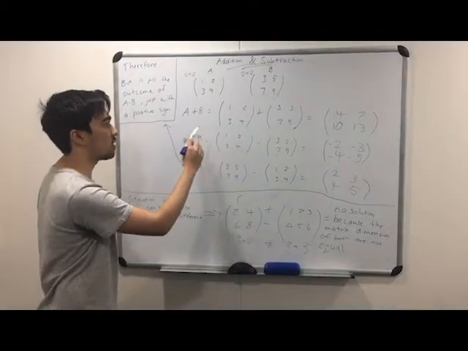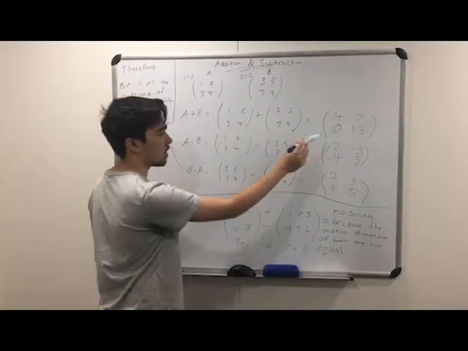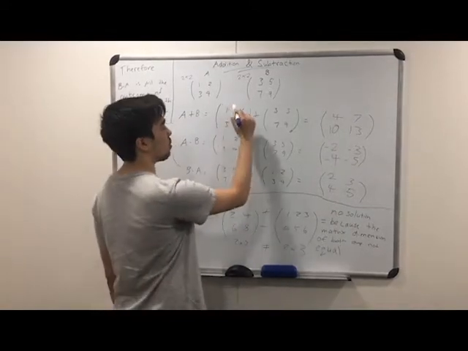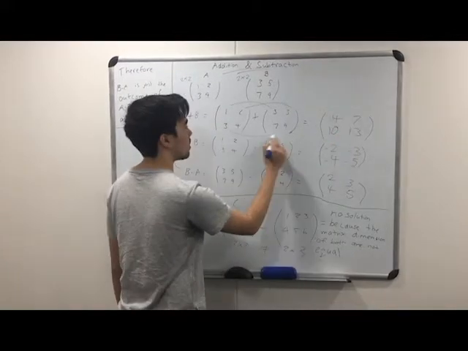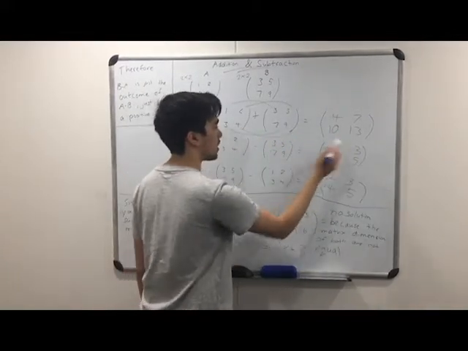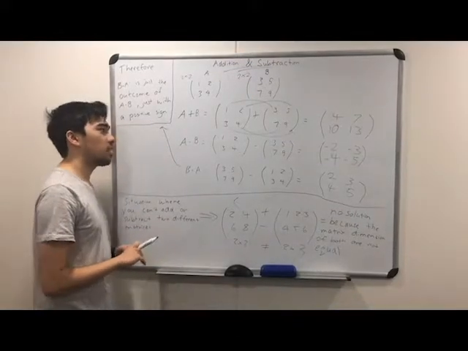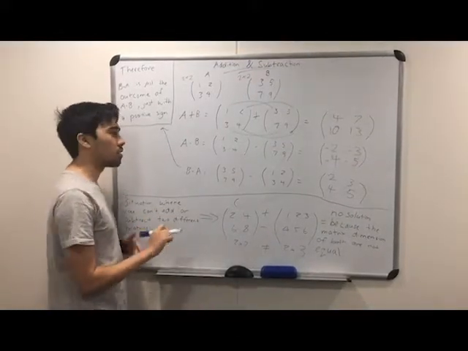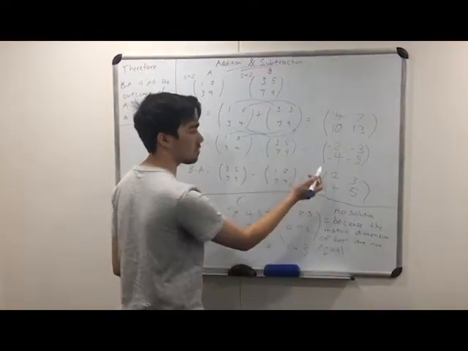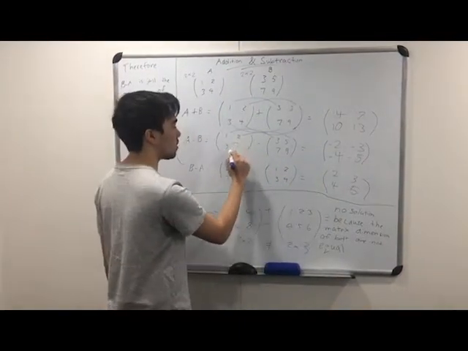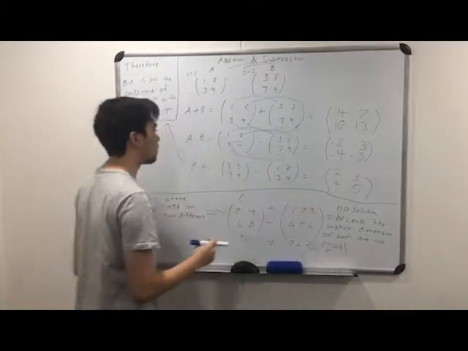Now to add these together, A plus B, we need to add the corresponding numbers together to get the final answer. So 1 plus 3 is 4, 2 plus 5 is 7, 3 plus 7 is 10, and 4 plus 9 is 13. Now to subtract A minus B, we use the same principle as before. So 1 minus 3 is negative 2, 2 minus 5 is negative 3, 3 minus 7 is negative 4, and 4 minus 9 is negative 5.